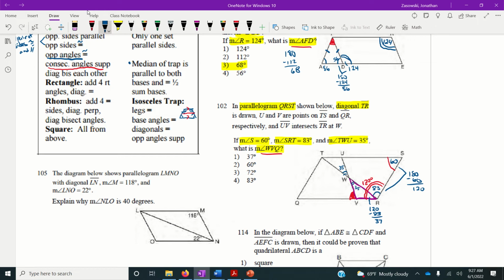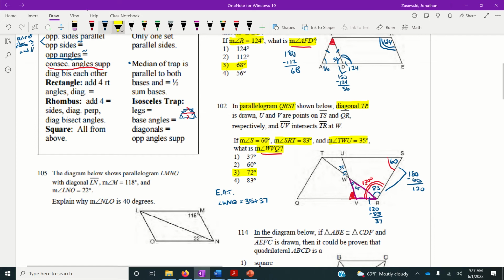So we have a couple options to get the angle WVQ. Remember, the exterior angle theorem says that the exterior angle is equal to the sum of the other two remote interior angles. So angle WVQ should equal the sum of 35 plus 37, which makes it 72.